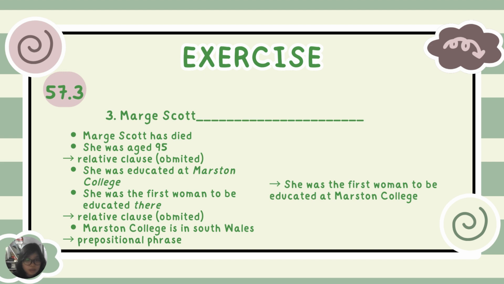She was educated at Maidstone College, and she was the first woman to be educated there at Maidstone College. So we can combine two pieces of information into one sentence. It would be she was the first woman to be educated at Maidstone College. And a supporting information for Maidstone College is in South Wales. And we will use a prepositional phrase here.